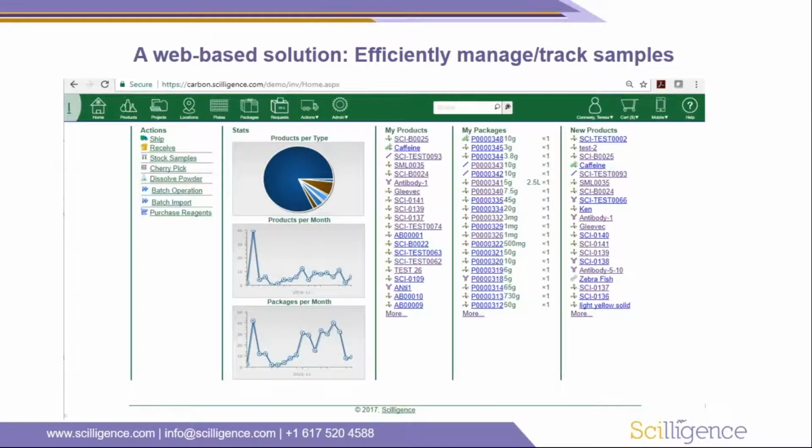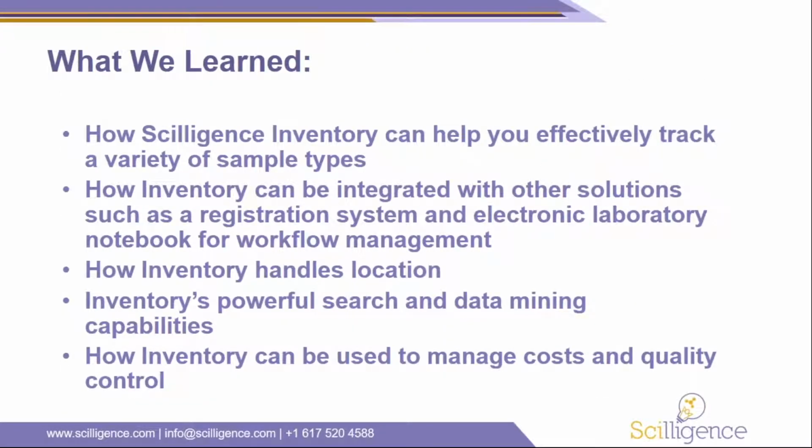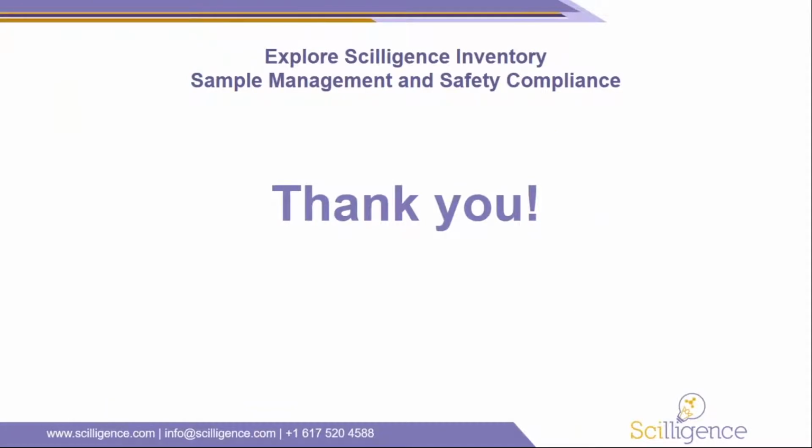So we've looked at the Siligence inventory. As we mentioned before, it's a web-based solution where you can efficiently manage and track your samples. And today we've learned how Siligence inventory can help you track a variety of sample types, how it can be integrated with other solutions such as registration systems and electronic notebooks for your workflow management. We've looked at how inventory handles location and how you can search within the inventory, and also some ways how you can manage costs and quality control using hazard flags and alerts.